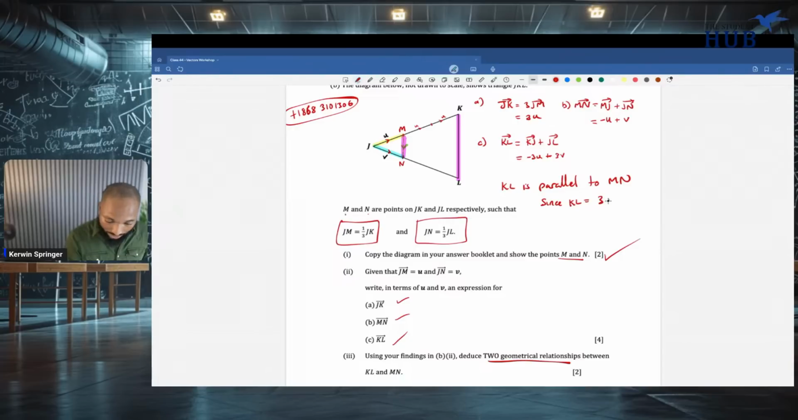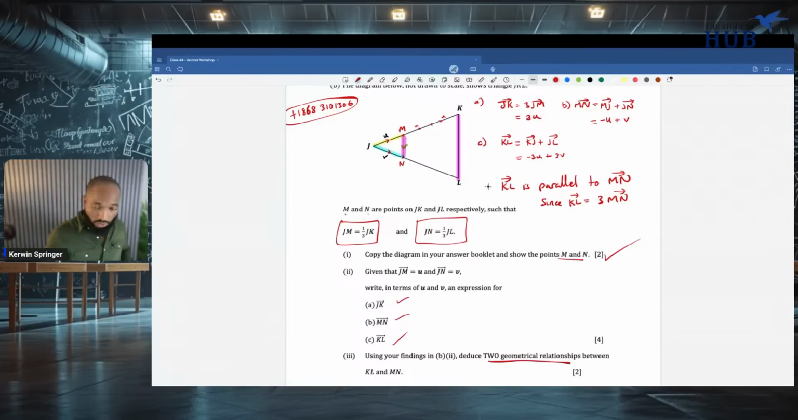Anytime a vector is related to another vector by a scalar factor number, it's parallel. KL is simply 3 times MN. That means it's parallel. A vector is parallel to another vector if you could factorize out a number out of it, we call it the scalar factor.